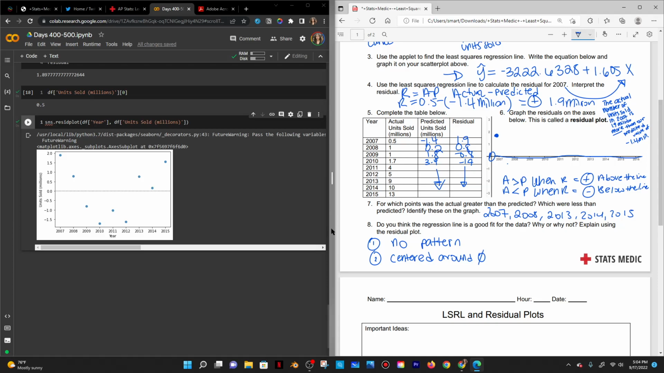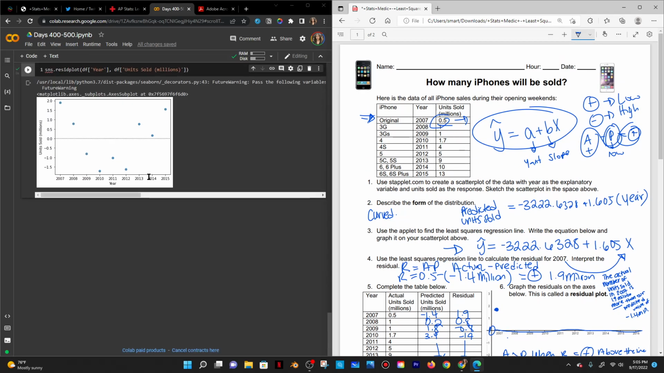So really we're looking for no pattern and that the values are centered around zero, and obviously these don't have those things. We see a curved pattern and the values are not centered around zero. Therefore I don't think this regression line is a good fit for the data. So no, because there is a pattern, right? There is a pattern, and values are not centered around zero, right? So that's the idea.